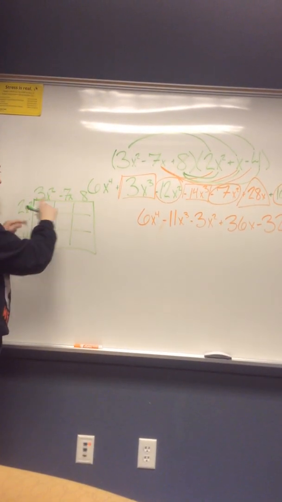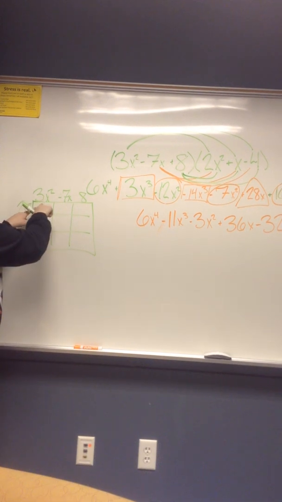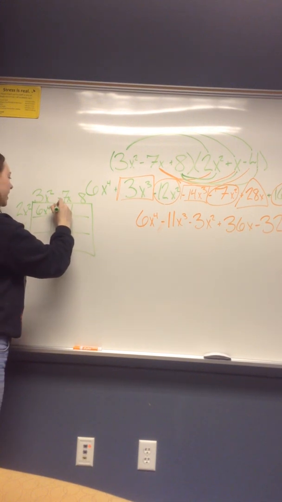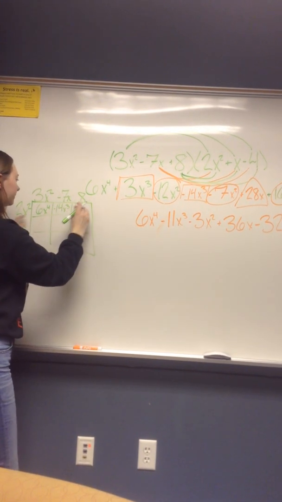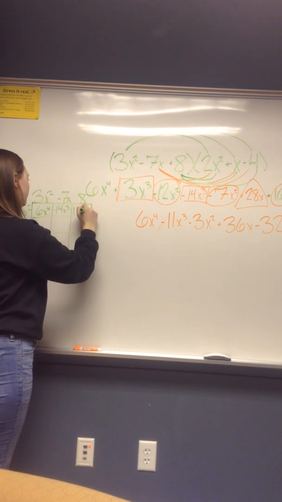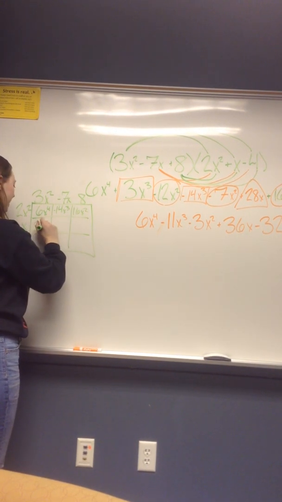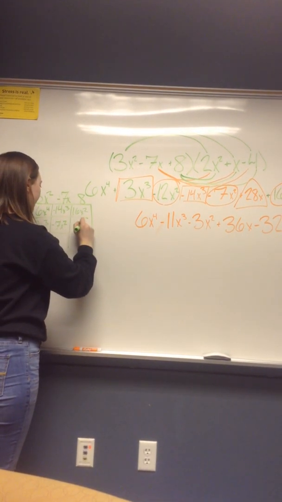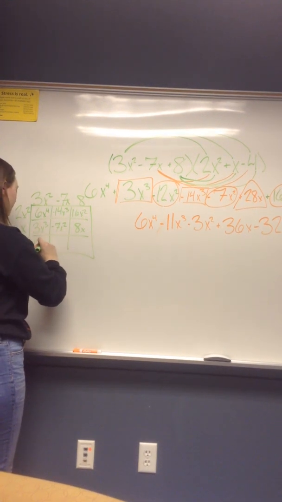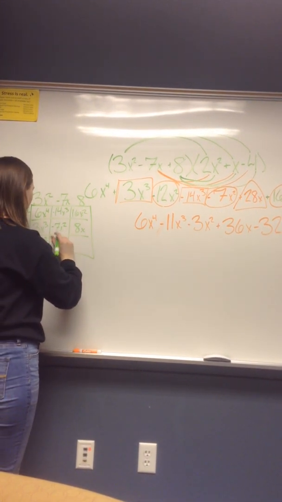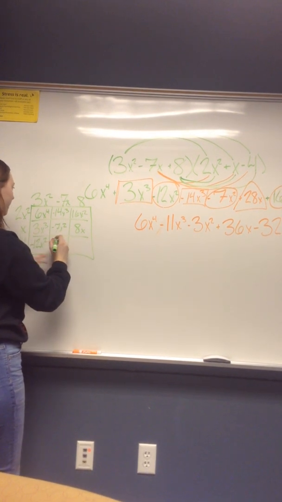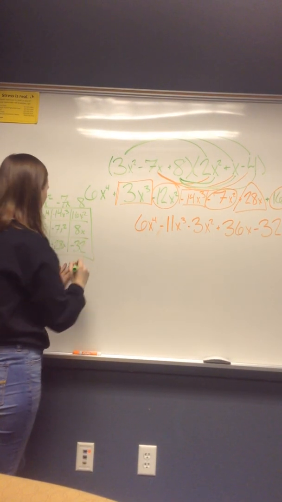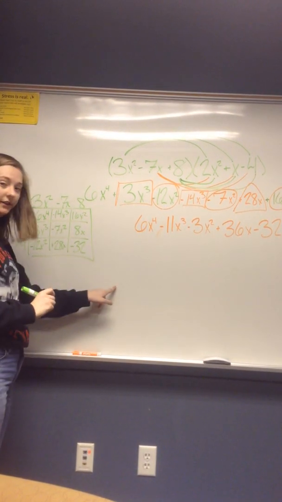Now we're going to multiply in each box together. So we combine these and we get 6x to the 4th, negative 14x cubed, 16x squared, 3x cubed, negative 7x squared, 8x, negative 12x squared, positive 28x, minus 32.